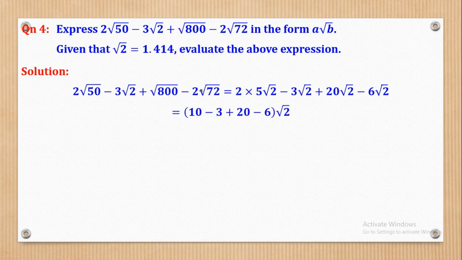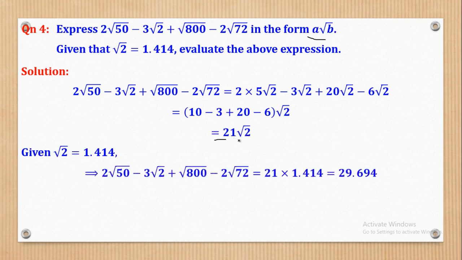So next is to collect like terms, because this is root 2, root 2, root 2, root 2, therefore it will be this 10, which is here, minus 3, plus 20, minus 6. And then you come up with 21 root 2. So it is already in that form. But they told us that given root 2 is equal to that, evaluate the above expression. Therefore, the above expression will be equal to 21 root 2, which is 21 times 1.414. And when I use the calculator, it will become this.